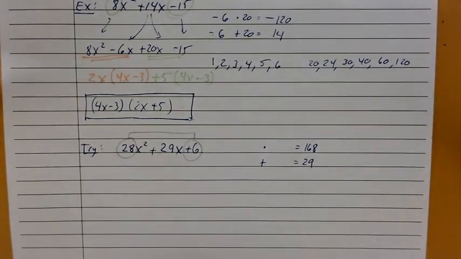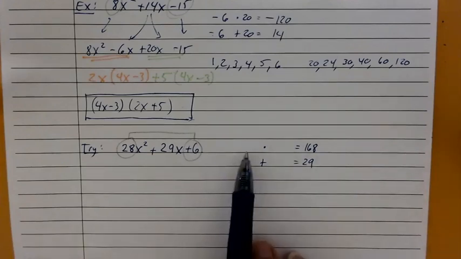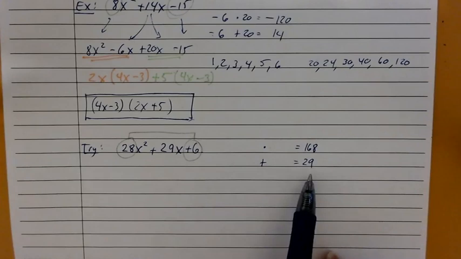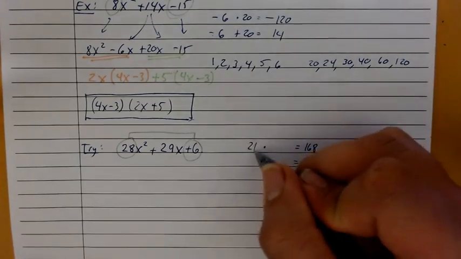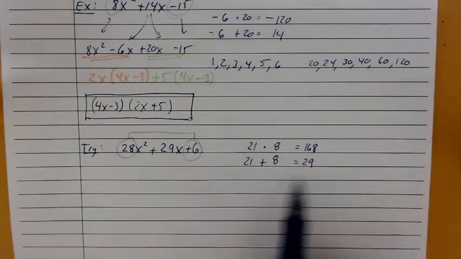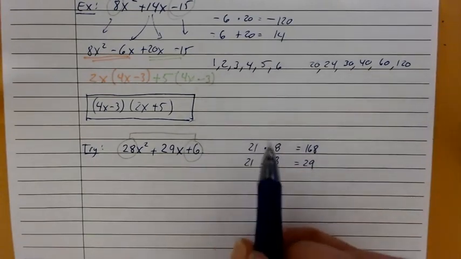All right, well, here everything is positive, so we don't need any negatives. Two numbers that multiply to give us 168 and add up to give us 29. We can do 21 and 8. And again, if you have a hard time coming up with those two numbers off the top of your head, use this strategy and you'll get these numbers.